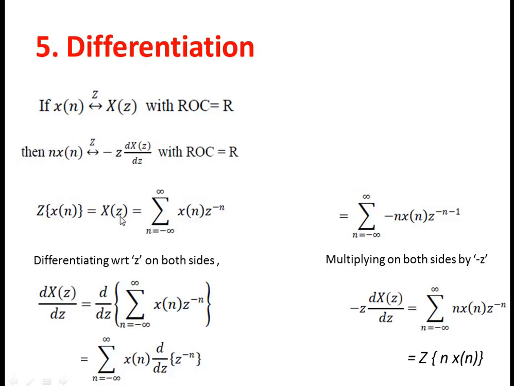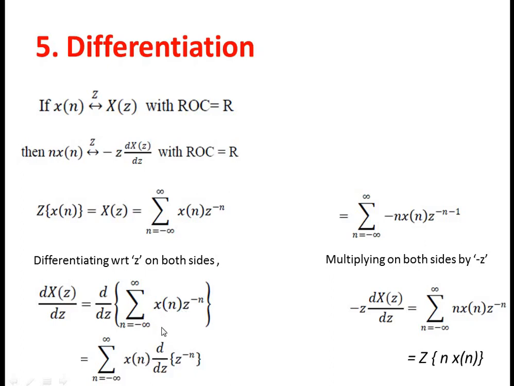So x of z is the summation of n varying from minus infinity to infinity of x of n z power minus n. Now what we are going to do is differentiate both sides with respect to z. So here we are having x of z, and we differentiate d by dz of x of z, and d by dz of the whole summation block. Okay, and now we are having x of n and z also here. And x of n does not have any dependency on z. So if we differentiate x of n alone with respect to z, it is going to give the value 0.